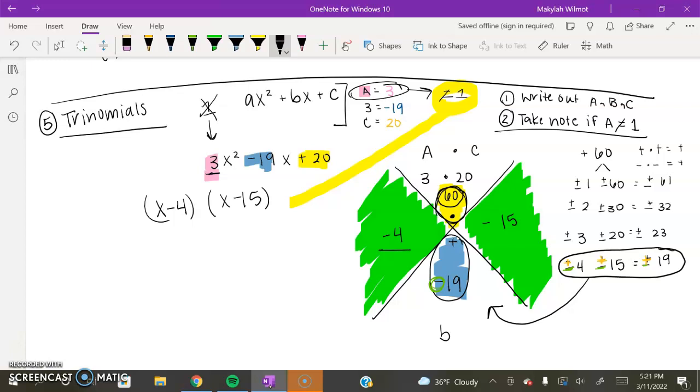Because this does not equal 1, it equals 3, we have to keep going. So I'm going to write that out. Don't stop. A does not equal 1. So next, what we're going to do is plug in, I'll use another color, we'll do blue or orange because we haven't really used orange. So -4, -15, and we're going to plug that in for -19 because that's what it equals, right?